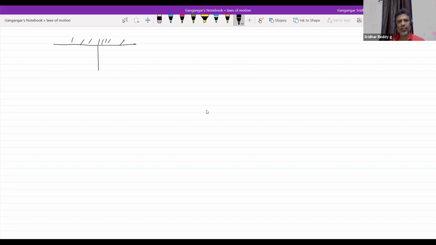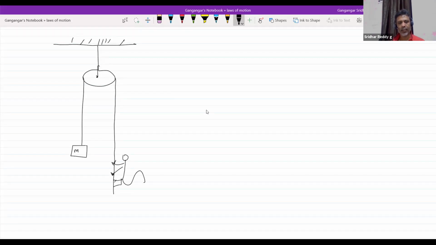So there's a ceiling, a pulley is suspended. There's a block of mass m, and at the other end there's a monkey. The mass of the monkey is equal to 2m. So it is climbing up with an acceleration AR relative to the rope.